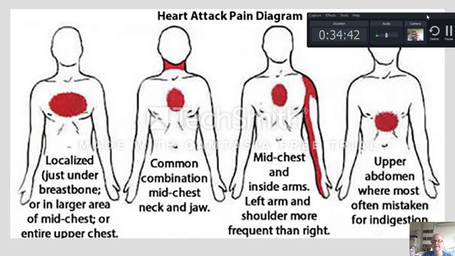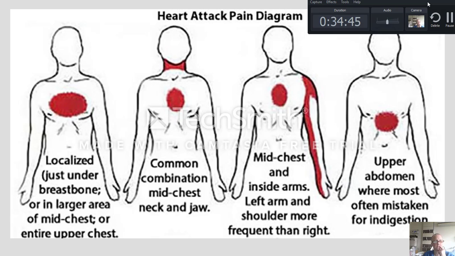So the heart attack pain diagram. This first picture you see localized just under the breastbone or in a larger area of mid-chest or entire upper chest. Common combination of mid-chest, neck, and jaw. Mid-chest and inside of arm. Left arm and shoulder more frequent than the right. Upper abdominal, where most often mistaken for indigestion.